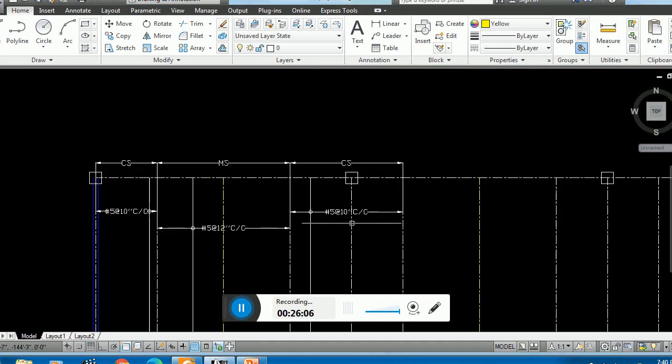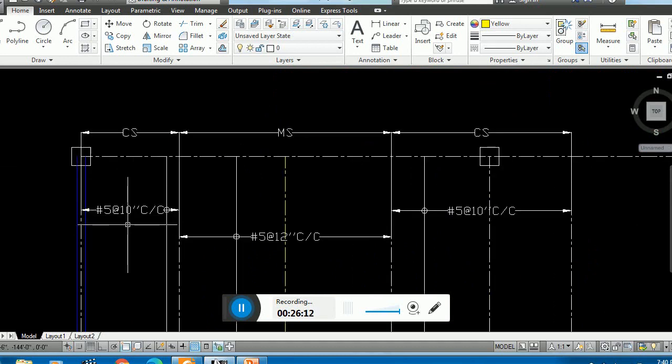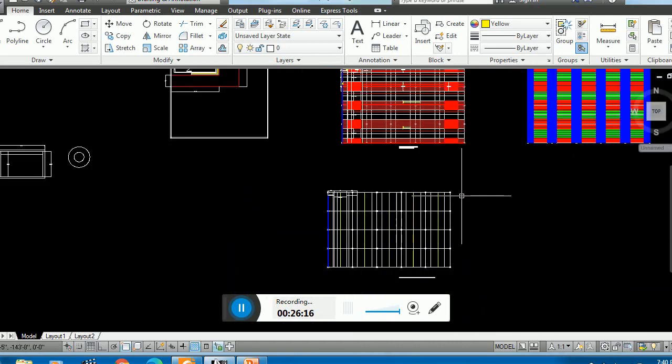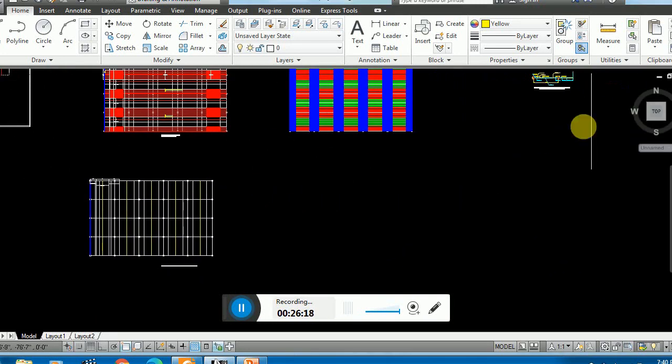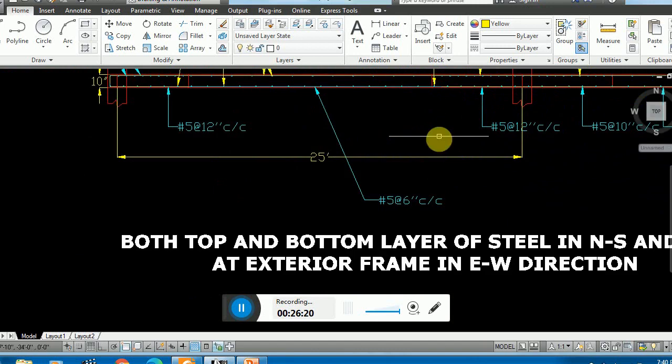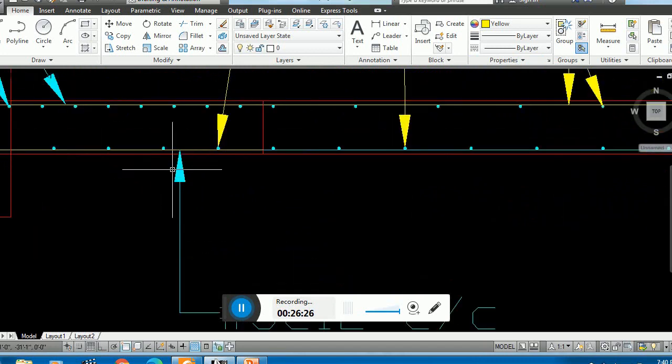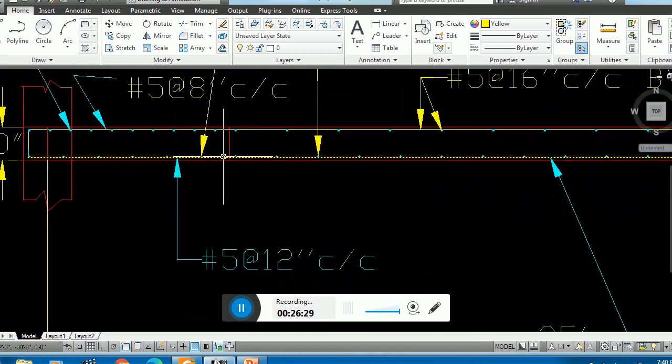In the interior column strip it is number 5 at the rate of 10, while in the middle strip number 5 at the rate of 12 inch. But in the exterior panel, exterior frame, this is number 5 at the rate of 10 inch center to center. So if I draw a cross section, here we have a cross section for bottom bars only, not for the top.